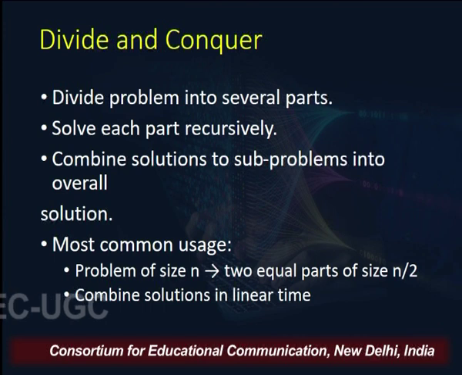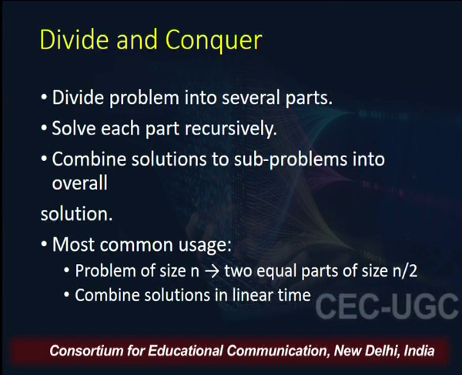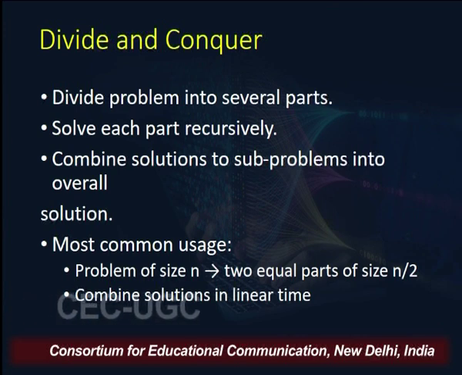When we say divide and conquer, that means we are dividing our main problem into several sub parts, and then we are solving each part recursively. After solving each part recursively, we need to combine the solutions to all sub problems in order to gain an overall solution. What is the most common usage? As we have seen in merge sort, there is a problem of size n, we divide that problem into two equal parts of size n by 2 in a general scenario, and then we combine the solutions in linear time.